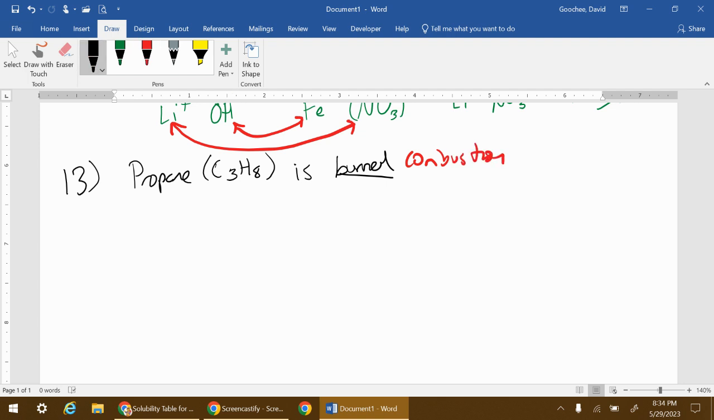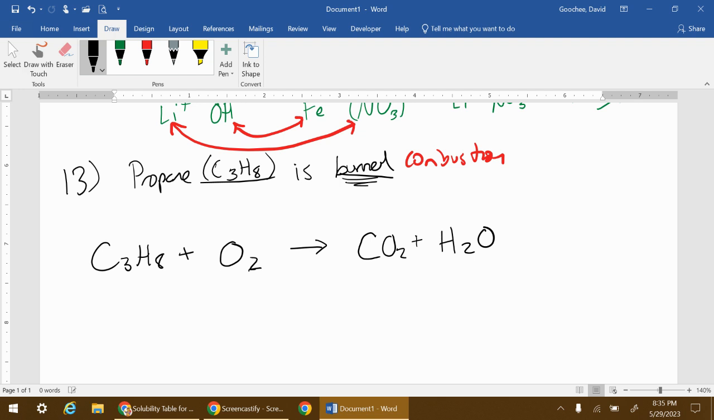And in any combustion reaction, you take the hydrocarbon, C3H8, and combine it with... what do you need when you burn something? You need O2. The unspoken reactant here is O2 because you always need O2. And you always produce CO2 and H2O. No crisscross needed, nothing like that. It's just CO2 and H2O. Those are what the products always are.